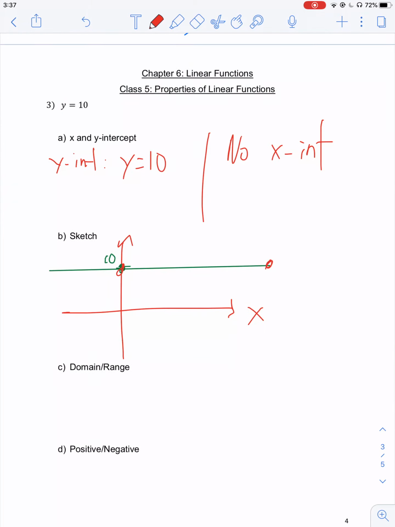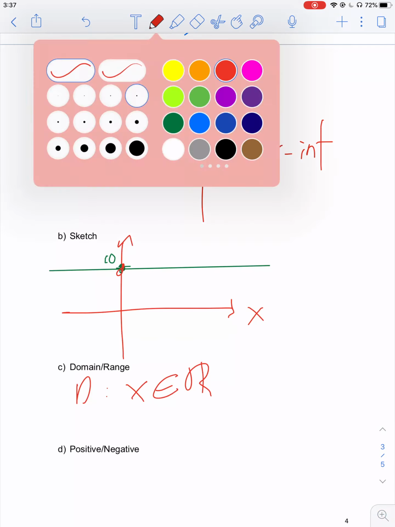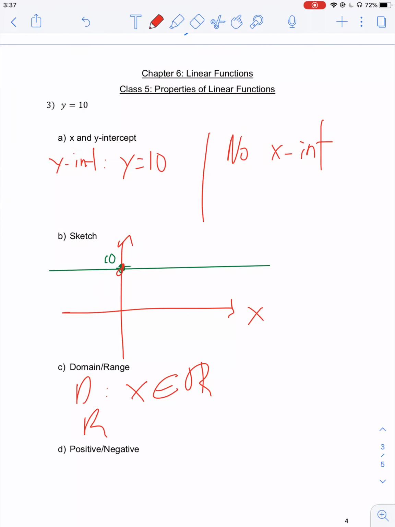There is no dot, like it's not starting from here and then stopping there. It continues on forever and ever and ever. Okay, so my domain, be careful, my domain will be x belongs to all real numbers. But my range is tricky, right? Range, what about my y values? Don't do this, okay? Because remember, how many y values is your function attaining? It's only attaining one y value, right? It's always equal to 10.